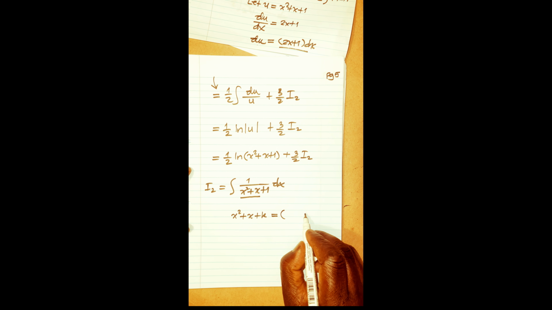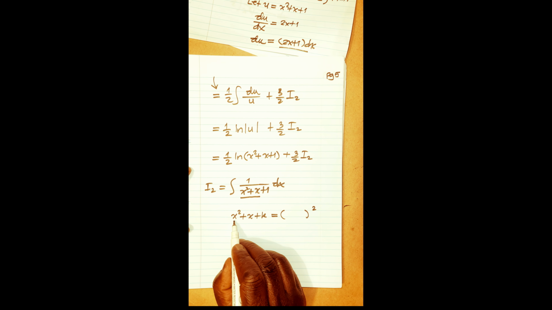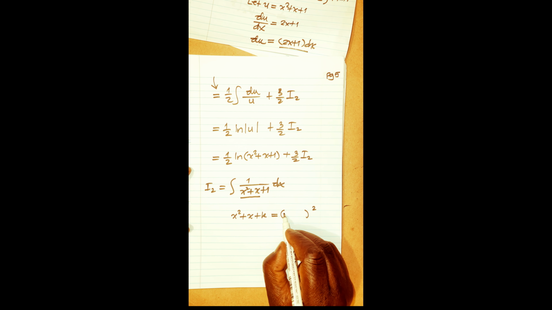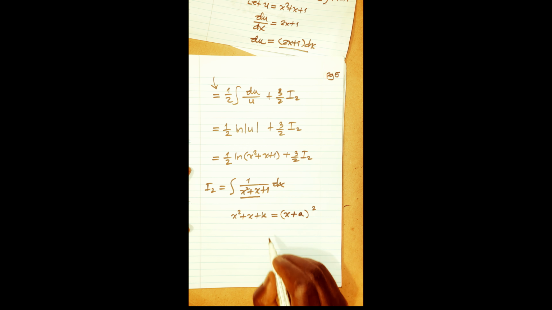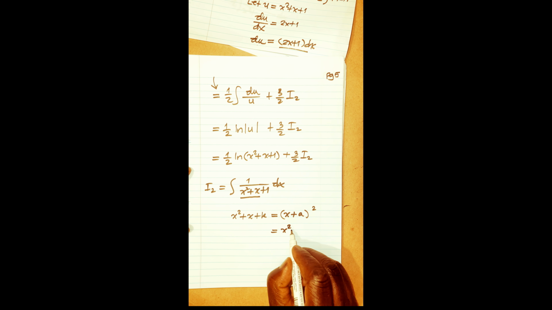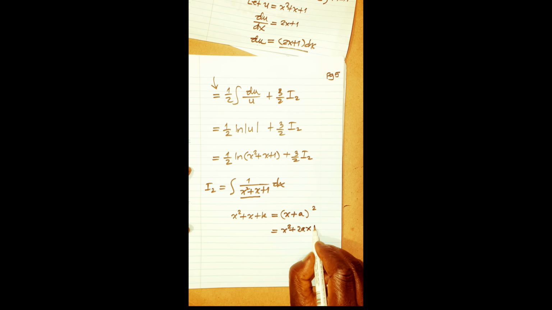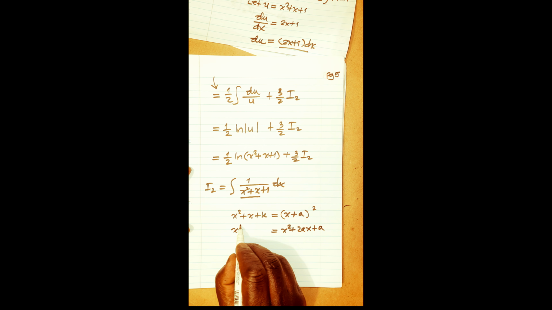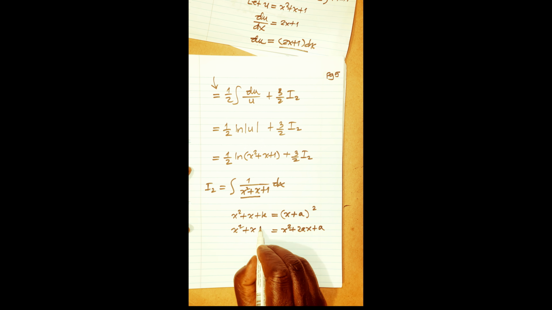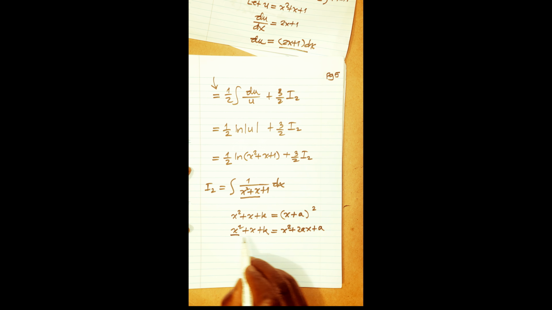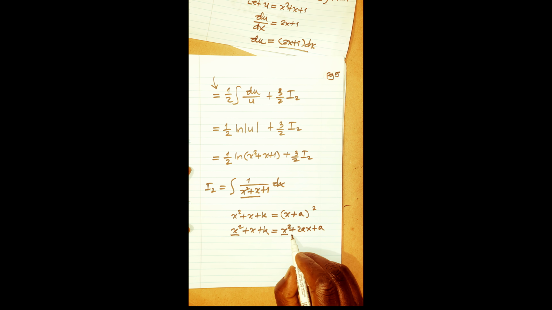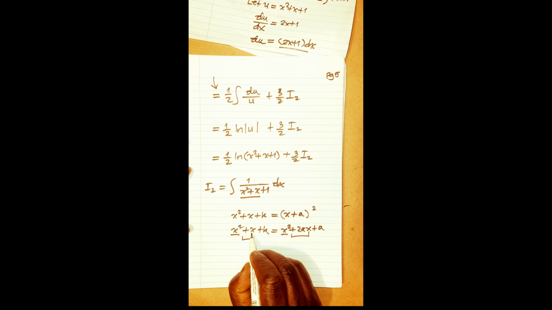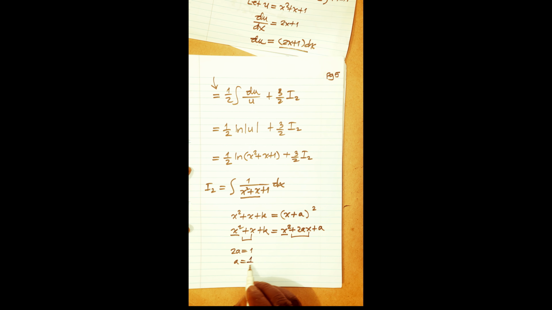The answer will be equal to the square of a bracketed expression: x, since the square root of x squared is x, plus some constant a. We have to determine a in terms of k. Expand the right hand side, and you're going to get x squared plus 2ax plus a squared. This is equal to x squared plus x plus k. The first part is taken care of. The coefficient of x on the right must be equal to the coefficient of x on the left. So 2a equals 1. What's a? 1 over 2.